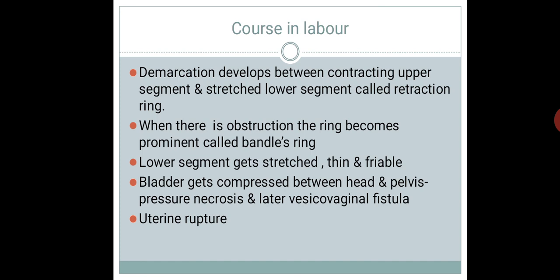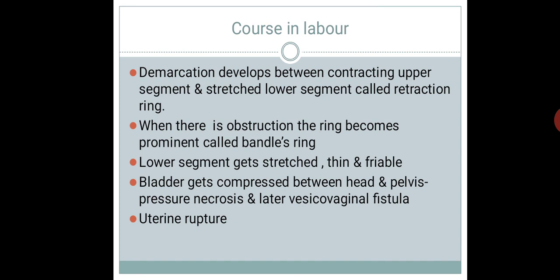What is the course of labor in obstructed labor? Normally, during the course of labor, a demarcation develops between the contracting upper segment and the stretched lower segment. This demarcation is called a retraction ring. When there is obstruction, the ring becomes prominent. It is called Bandl's ring. And so the lower segment will get stretched, thin and friable.